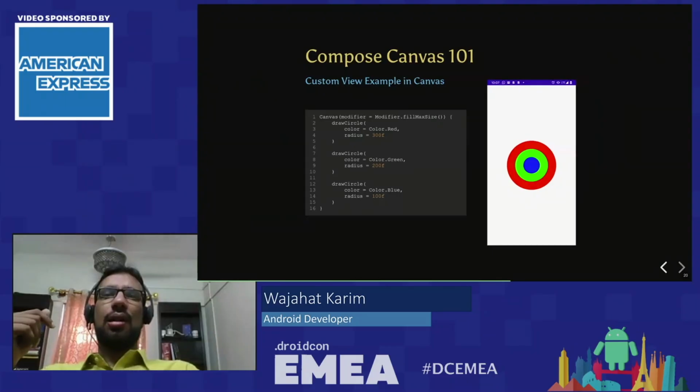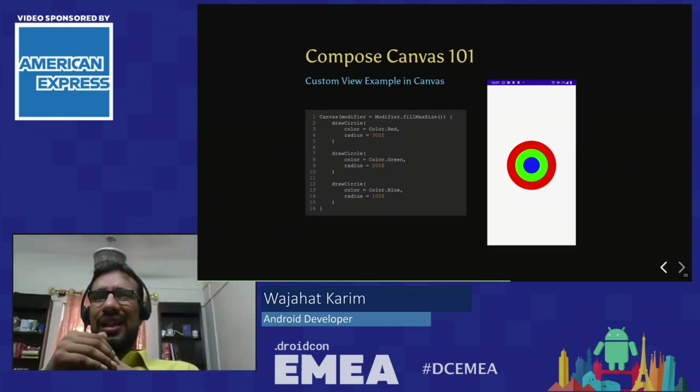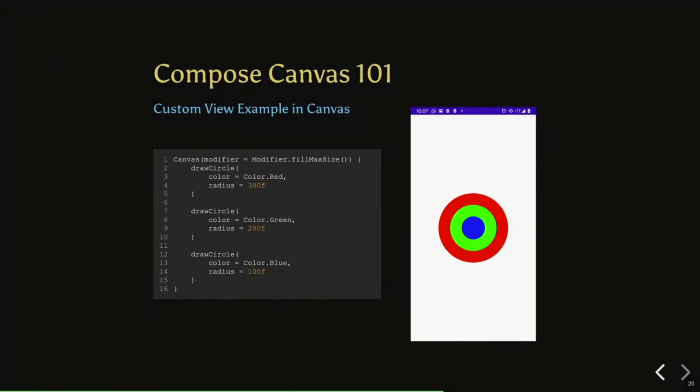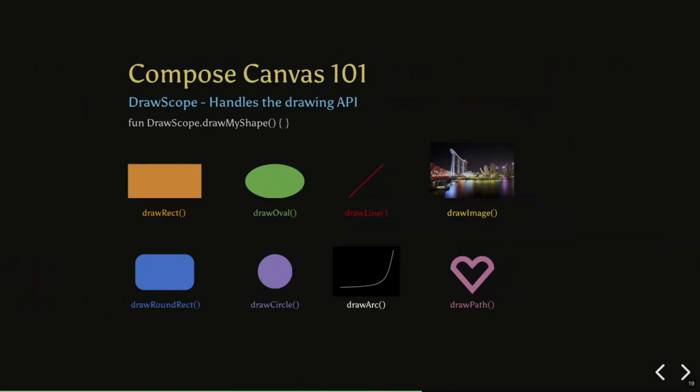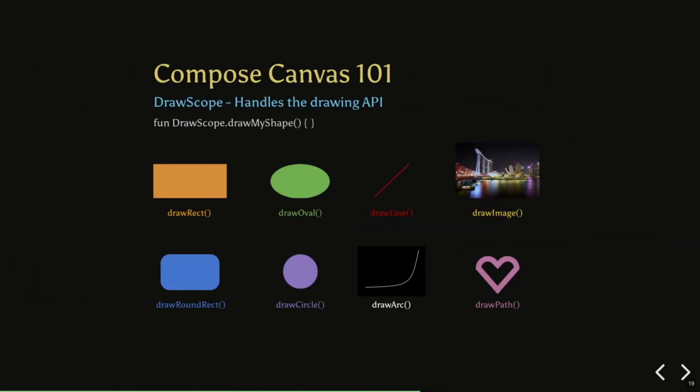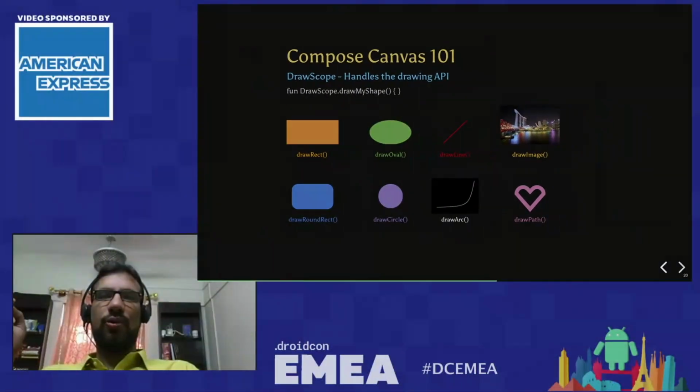For example, this is a simple canvas example. I have a whole-screen canvas, and I have defined three circles: a red circle of 300, a blue circle of 100, something like that. You can see how easy it is to use these methods and do your own stuff.